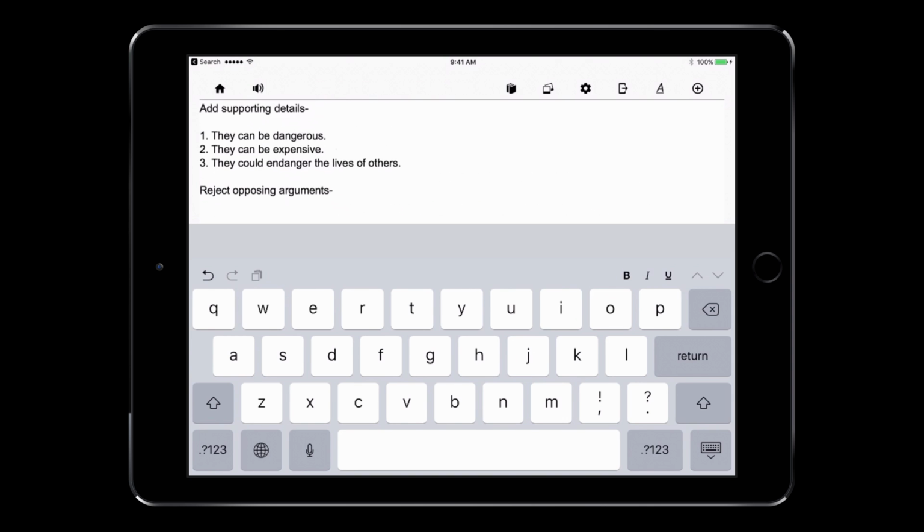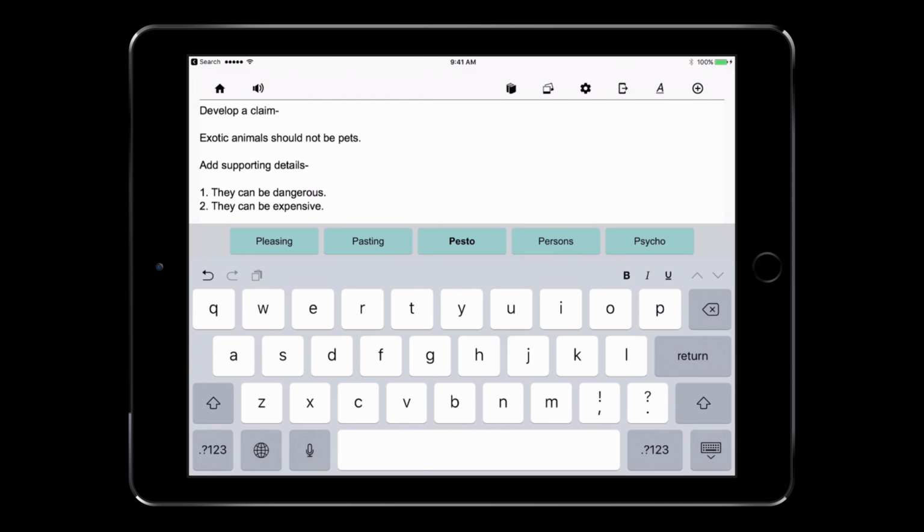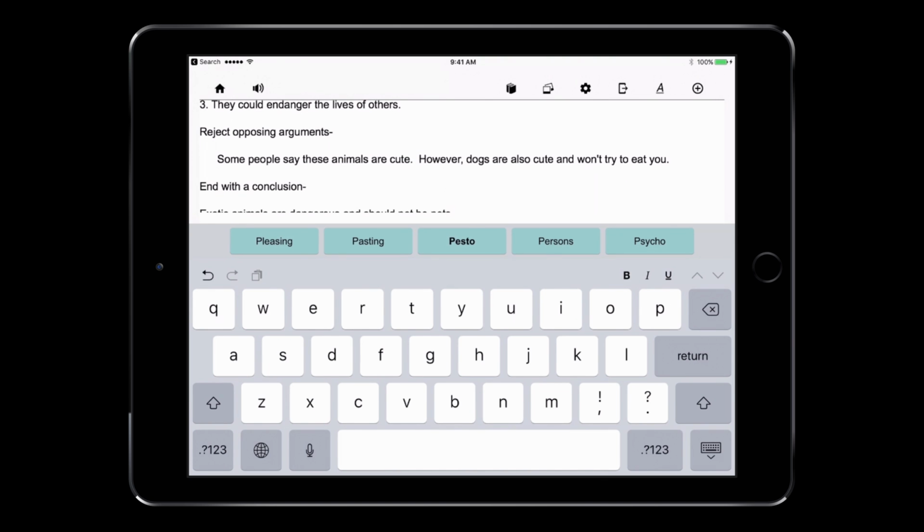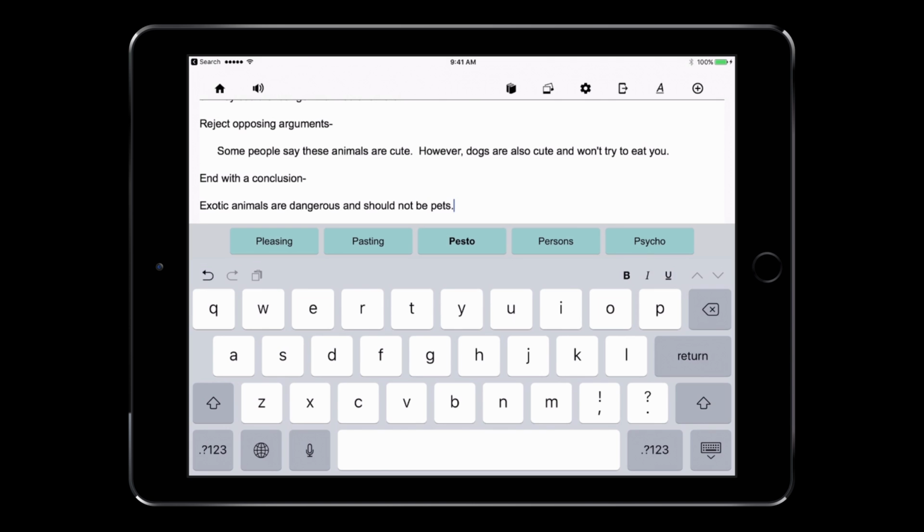So those are the steps in the DARE process. Develop a claim. Exotic animals should not be pets. Add supporting details. They can be dangerous. They can be expensive, and they can endanger the lives of others. Reject opposing arguments. Some people say these animals are cute. However, dogs are also cute and won't try to eat you. And then finally, exotic animals are dangerous and should not be pets. That's how you end with a conclusion.